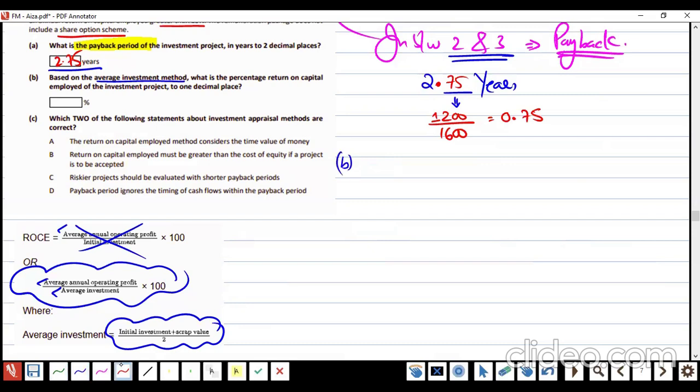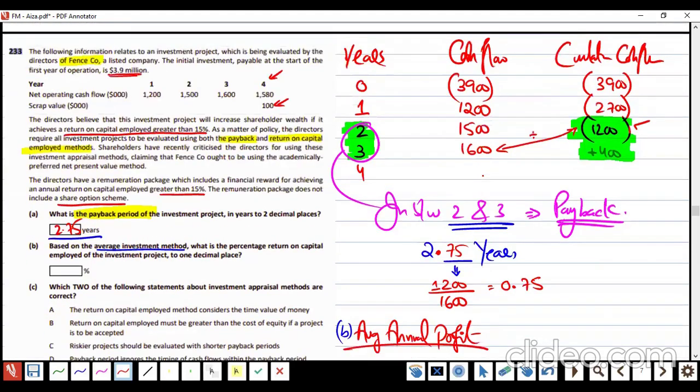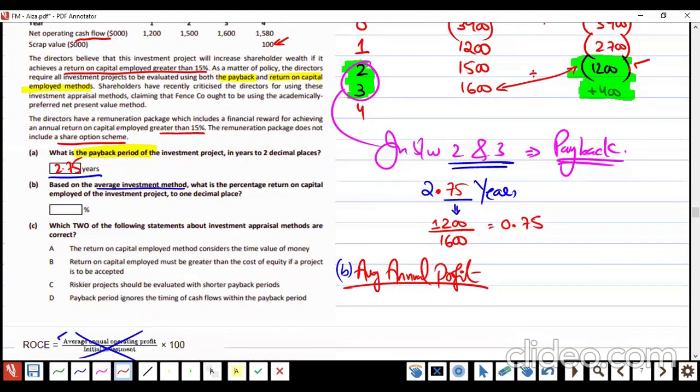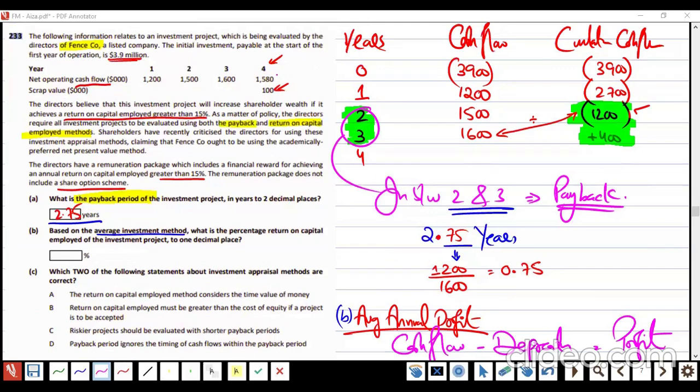Can you hear me? Right. Average annual profit, not the cash. In this question, is the data for cash flow or for profit? It is cash flow. We have a formula and an understanding already: from cash flow we deduct depreciation to find out the profit. Remember? Yes. Okay. Total cash flow: if I add all the cash flows, come on.